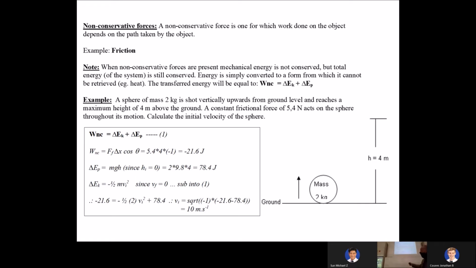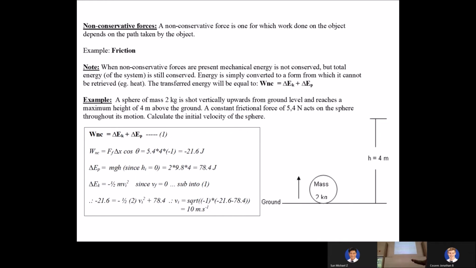What does WNC stand for? All the work done by all the forces except gravity. In this case, there's only one, and that's the force of friction. So WNC is the work done by the force of friction, and that's worked out. Now that's supposed to be equal to the change in kinetic energy plus the change in potential energy.